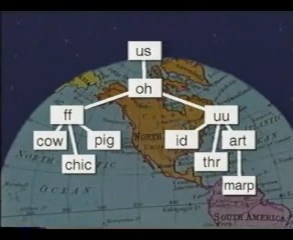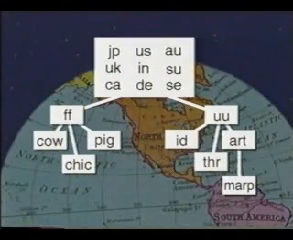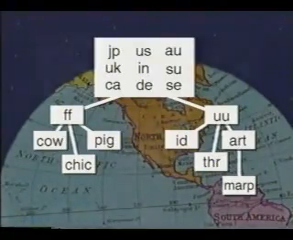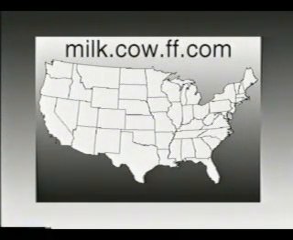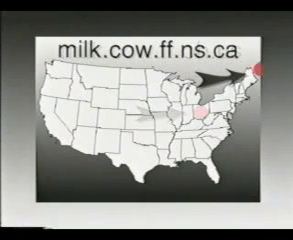Because the Internet is global, countries had to fit somewhere into the structure of the address. Basing the system predominantly on country codes used for making international phone calls, the domain name in most cases is the geographical domain for the organizational domain name. For example, milk.cow.ff.com could have a geographical base name of milk.cow.ff.oh.us. OH is Ohio and US is the United States, or milk.cow.ff.ns.ca. NS is Nova Scotia and CA is Canada.